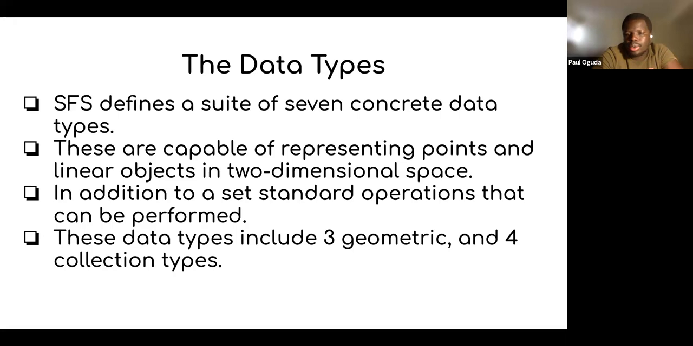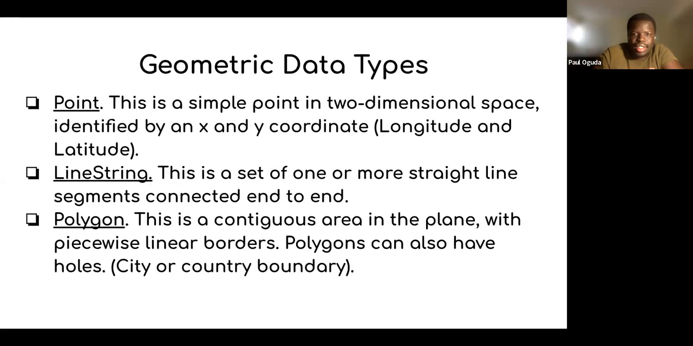In addition, we have different standards, things like operations you can carry out on the data that you have. The main data types are divided into two main areas: geometric and collection. The 7 data types are divided into 3 geometric and 4 collection, which we'll look at next. For the geometric data types, we have something like points. This one is used to show points of interest.